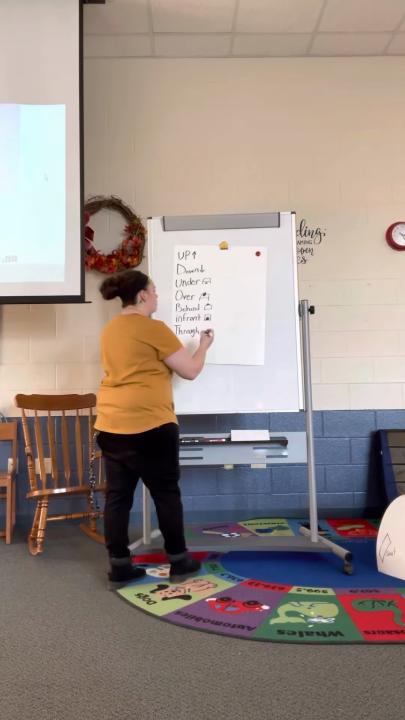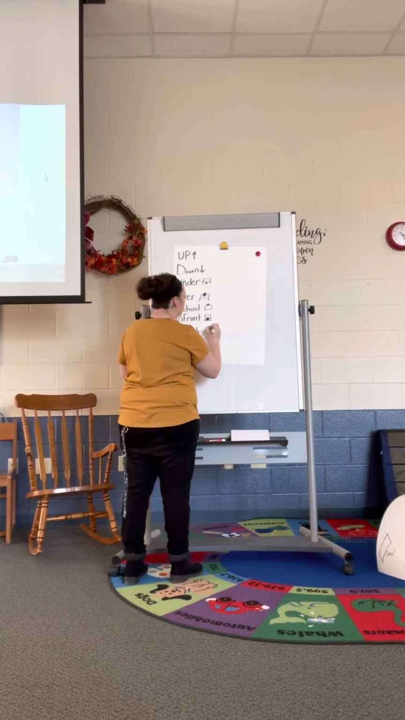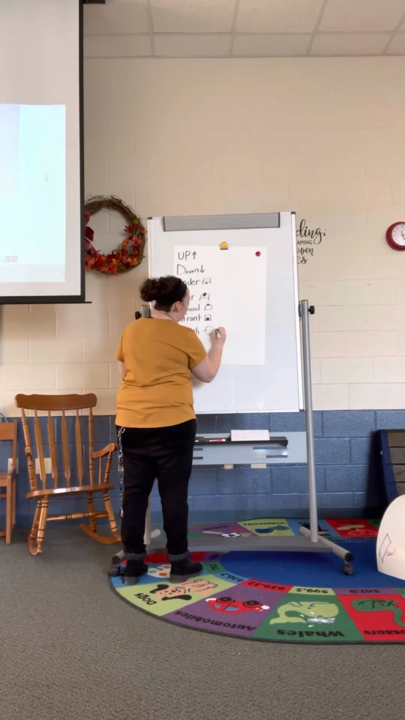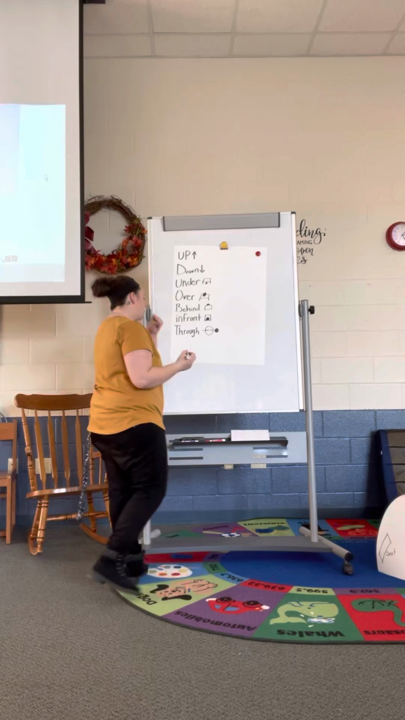So what we're going to do is we're going to make a hoop, which is a circle, and I'm going to put dotted lines, and then the ball went through the hoop. So it's going this way, through the hoop.